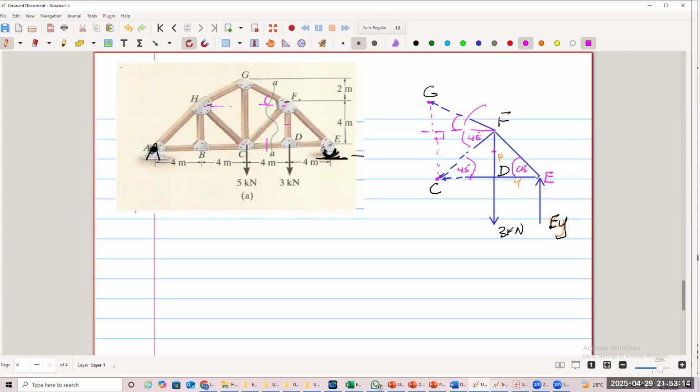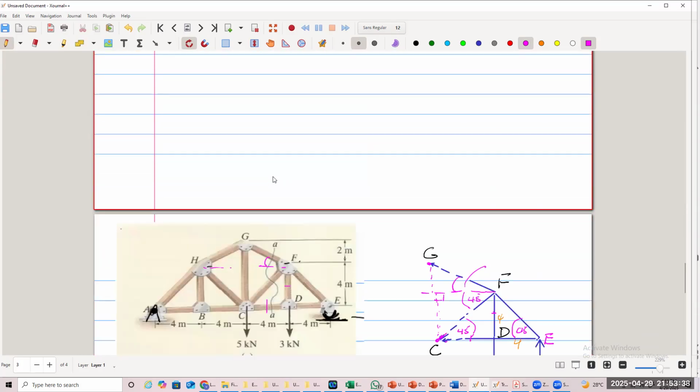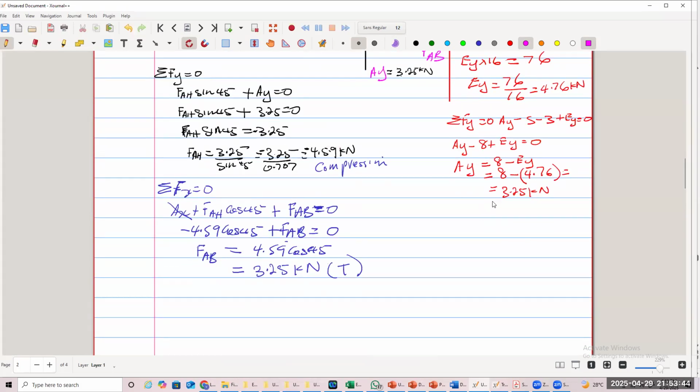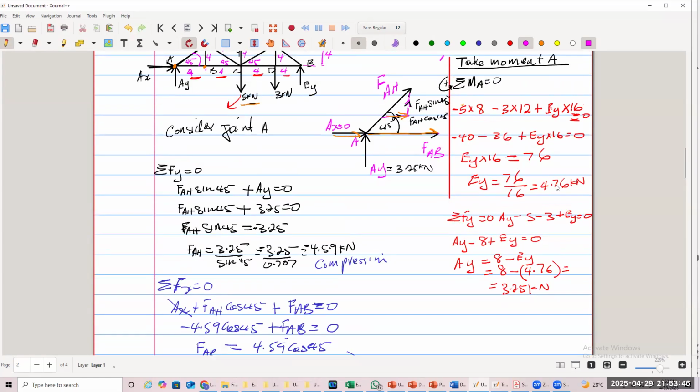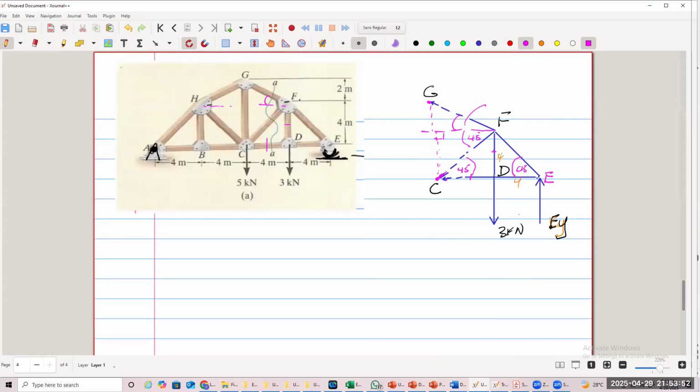Now, we made some assumptions where I put the forces. They may be wrong, meaning they might be in tension rather than in compression. We put some of them in tension. I made some assumptions. Nonetheless, EY is important to us. What was its value again? That means we have skipped 2 pages. EY was 4.76. Let's write that.